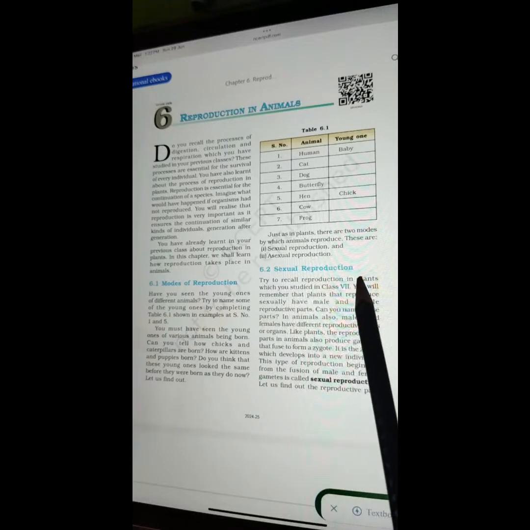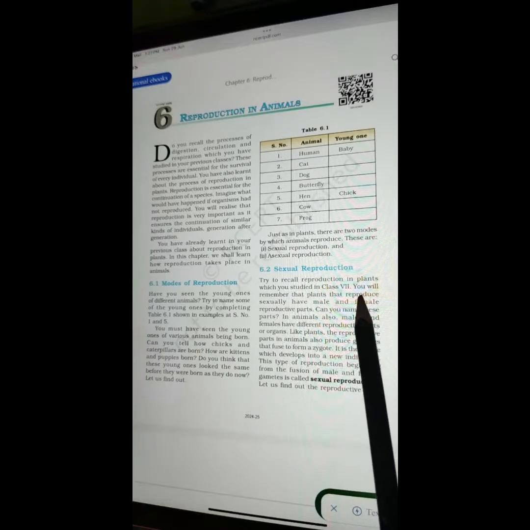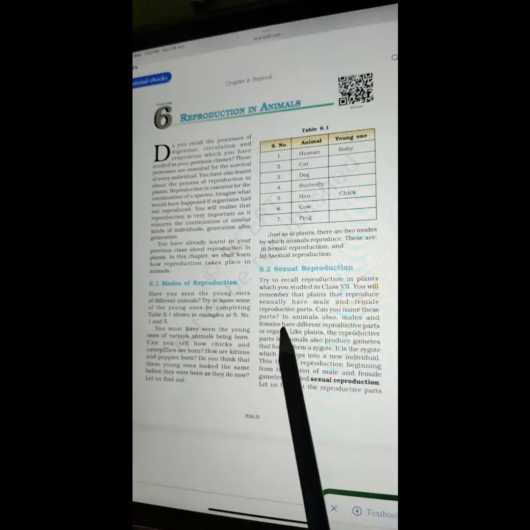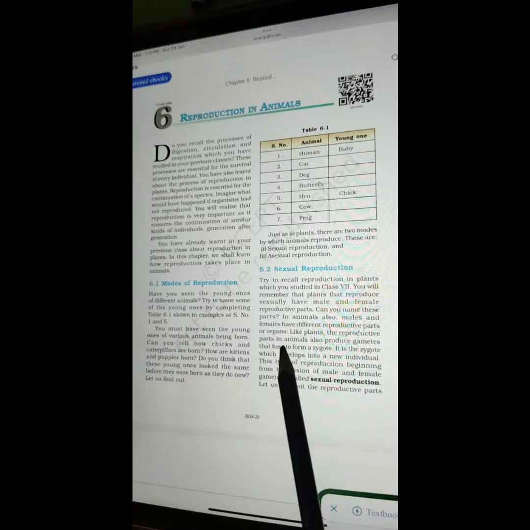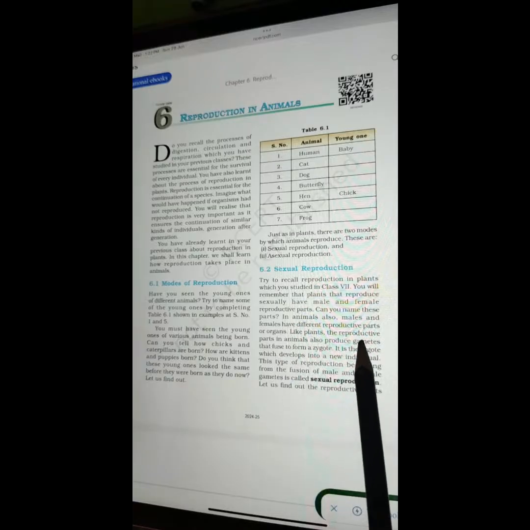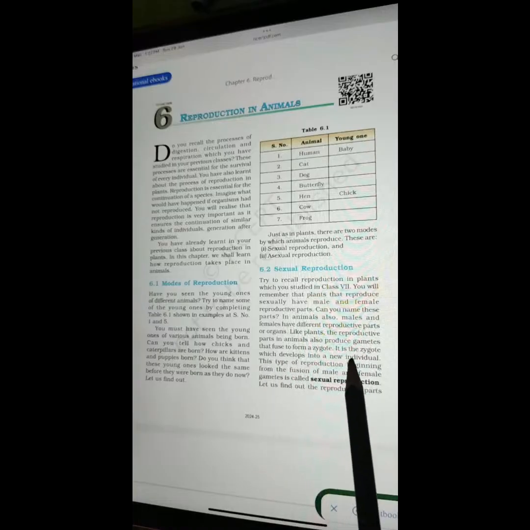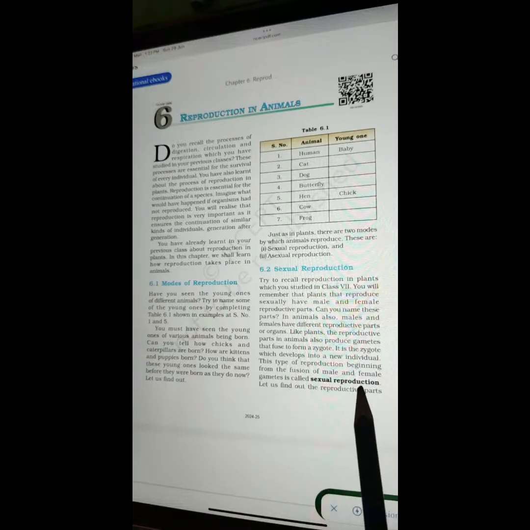6.2 Sexual reproduction. Try to recall reproduction in plants which you studied in class 7. You will remember that plants that reproduce sexually have male and female reproductive parts. Can you name these parts? In animals, also males and females have different reproductive parts or organs. Like plants, the reproductive parts in animals also produce gametes that fuse to form zygote. It is the zygote which develops into a new individual. This type of reproduction, beginning from the fusion of male and female gamete, is called sexual reproduction.